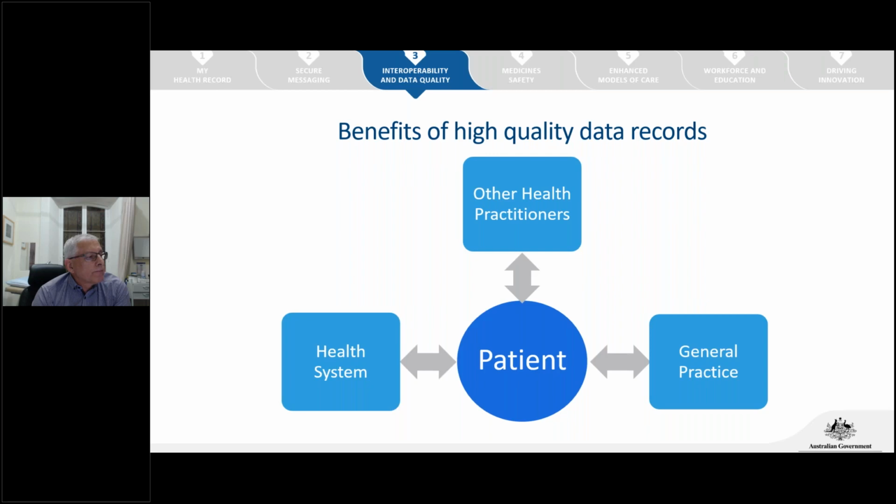For general practices, high quality patient health data is becoming more and more essential for quality improvement activities. And it also allows a practice to better understand and identify its own patient cohort. And this supports obviously more effective healthcare delivery at both an individual and a local population level.